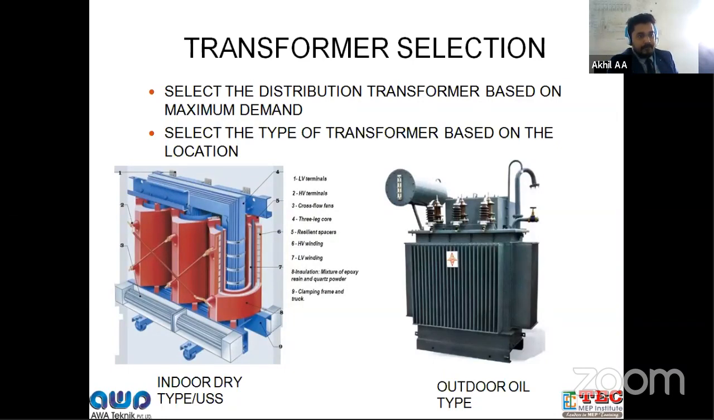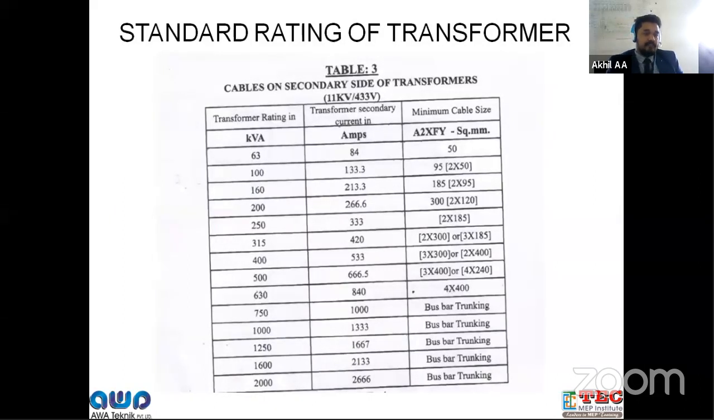Then this is the standard size of transformer, 63 to 100. This is a small example of standard size, and the current rating is also provided, and the recommended cable size is also provided for 63 kVA. A2XFY means aluminum cable, XLPE insulation, steel strip armored, PVC outer sheath. Then the cable size is represented below.